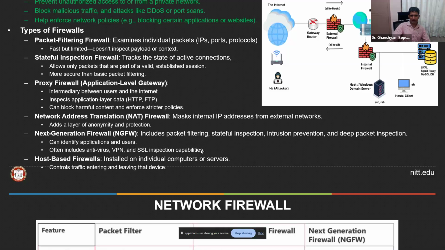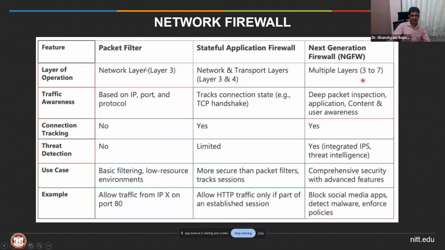So when we talk about the firewall, there are packet filters, the basic ones. It works at the network level. It is aware of the traffic, so IP, port, and protocol level inspection you can do. But connection tracking and threat detection, it doesn't do. Some use cases are there: it will be used for low resource environments.